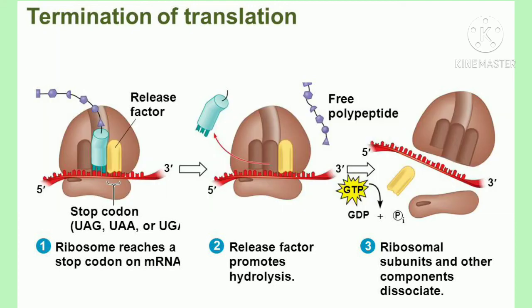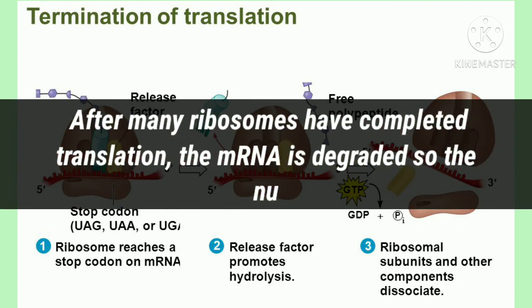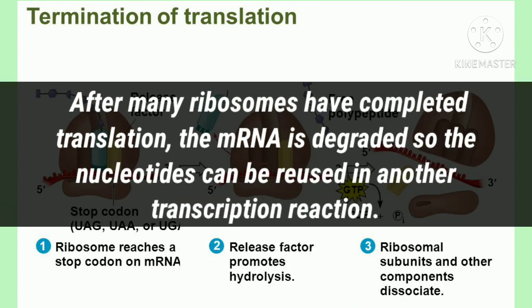The small and large ribosomal subunits dissociate from the mRNA and from each other. They are recruited almost immediately into another translation initiation complex. After many ribosomes have completed translation, the mRNA is degraded so the nucleotides can be reused in other transcription reactions.